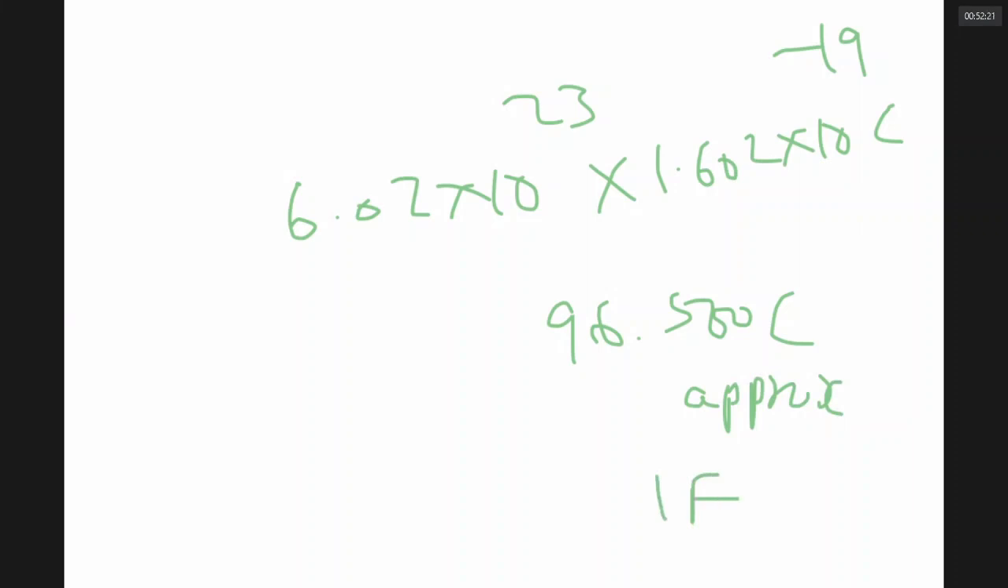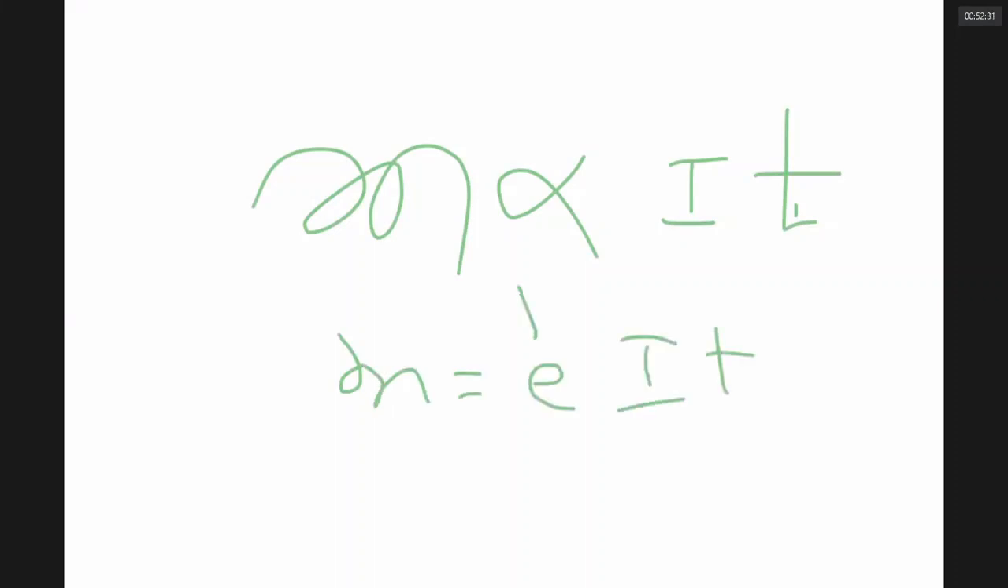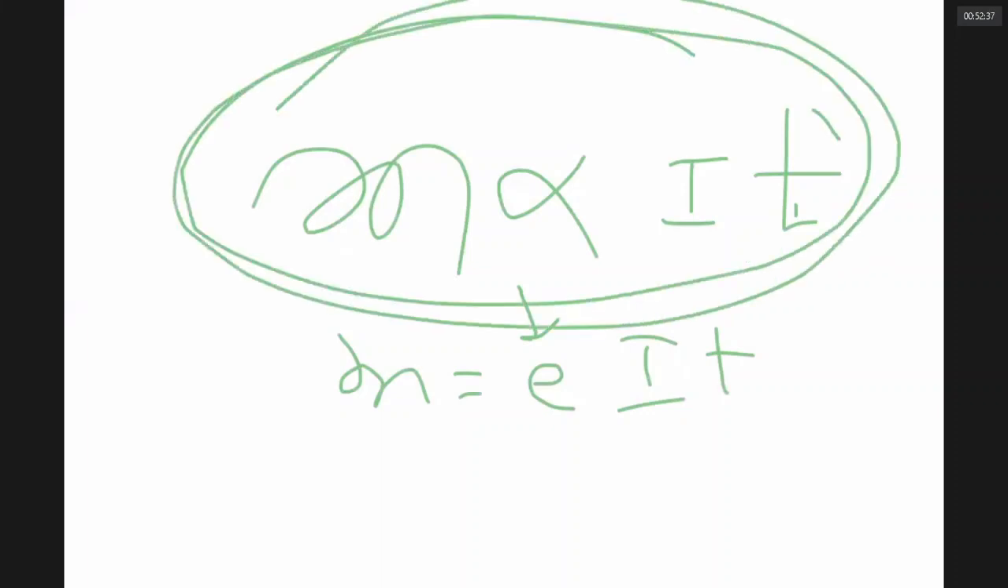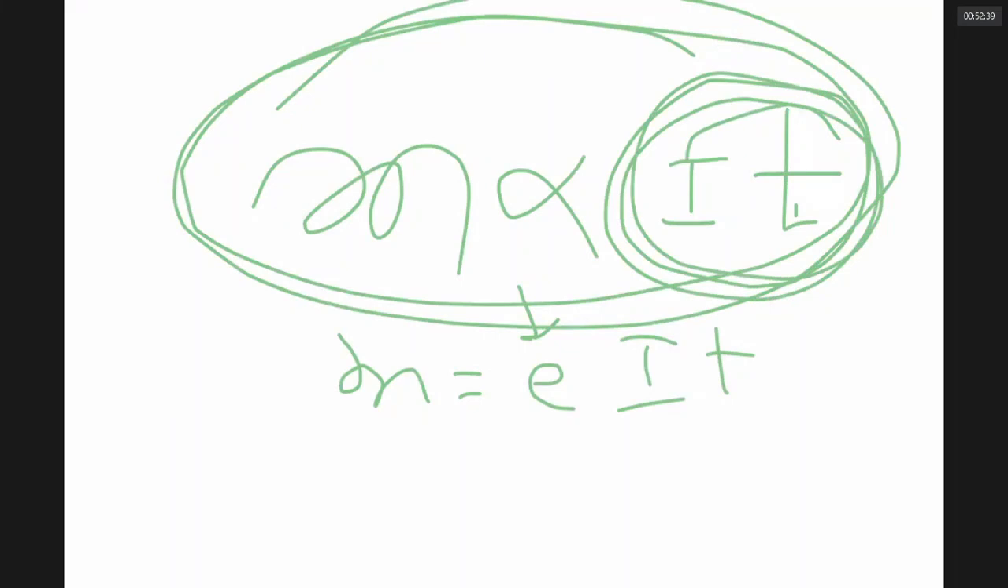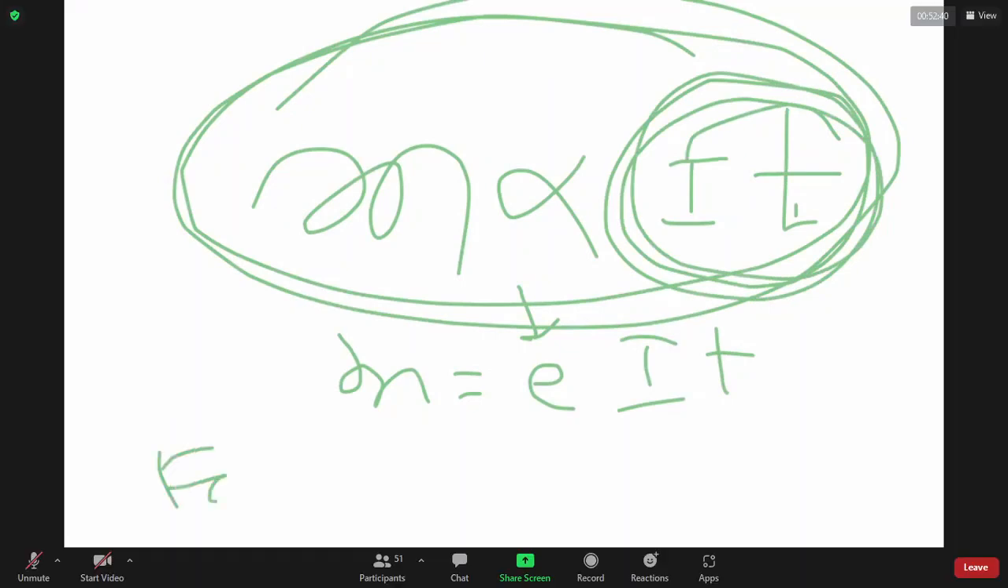So I want to reiterate, the mass of an element produced when I am passing current is directly proportional to current strength and the time during which it is maintained. The mass is equal to EIT, where E is called the electrochemical equivalent. This is called Faraday's first law.